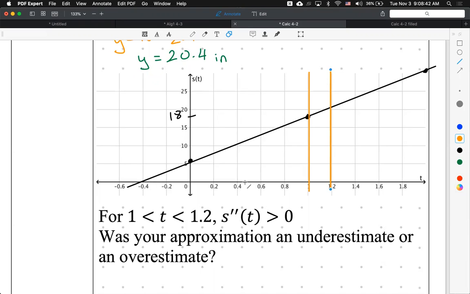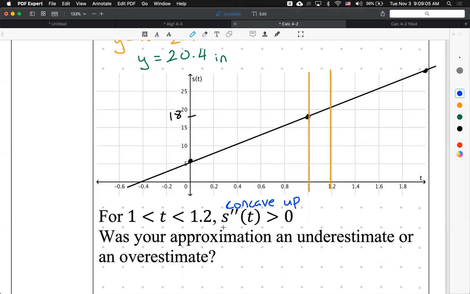So on a graph of S, what is S double prime? Is it height, slope, concavity? Concavity. So we can all write this down in our notes too. We can all say that this means we are concave up. Concave up. It's just given information.